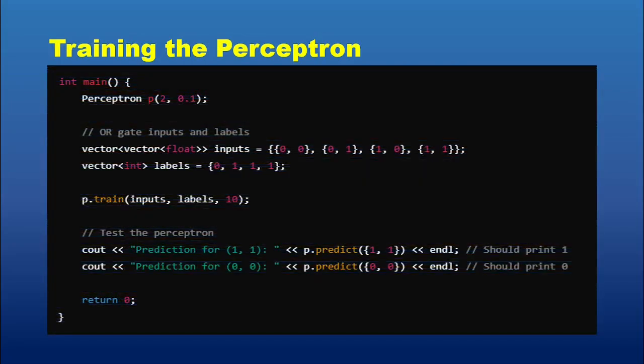Next step is to train the perceptron. Here, we train the perceptron to perform a simple OR comparison operation. A brief explanation of the code. Inputs and outputs: the perceptron takes two inputs, like 0 or 1, and predicts whether the result should be 1, true, or 0, false. Training: the model adjusts its weights and bias based on the errors it makes during predictions. Prediction: once trained, it predicts results for new inputs.